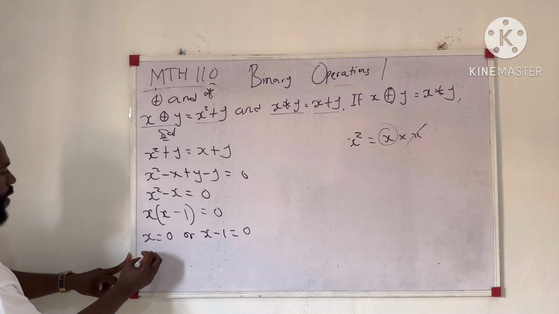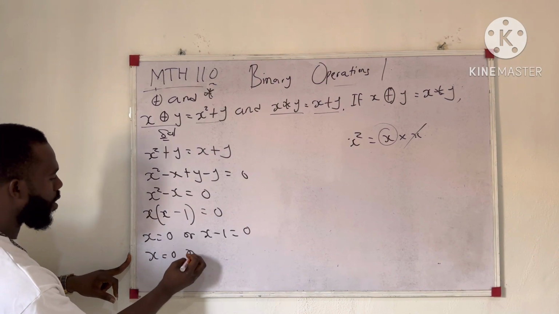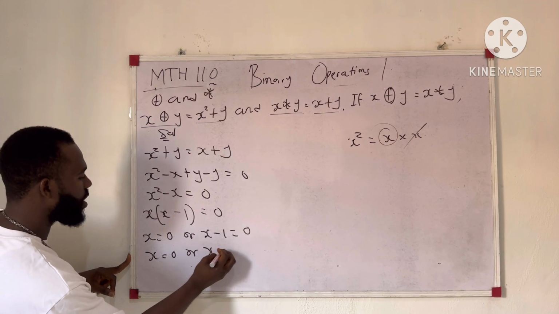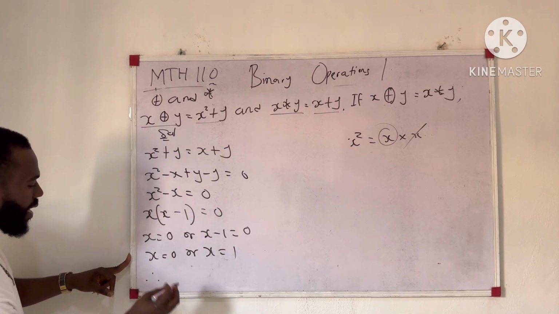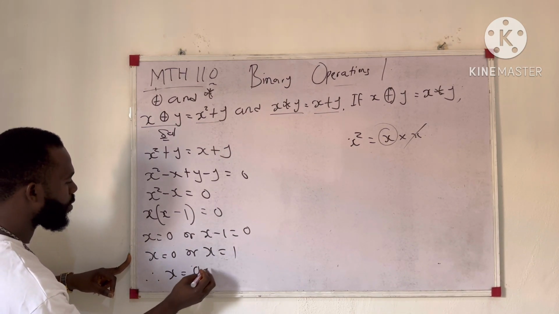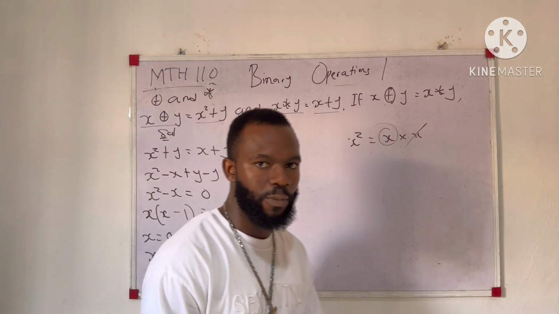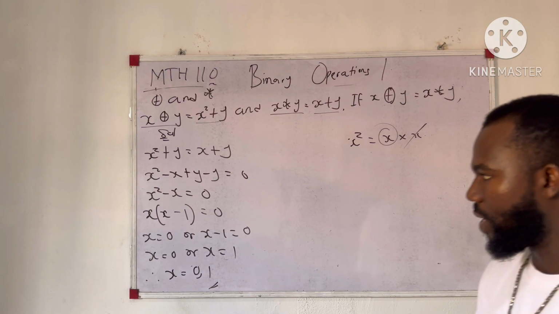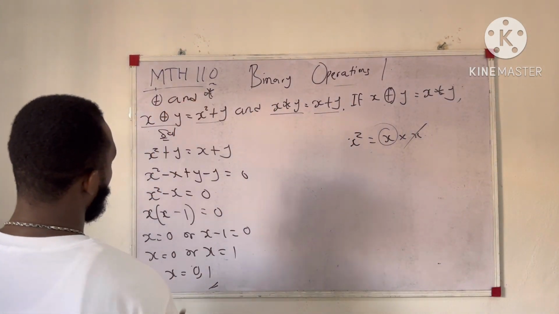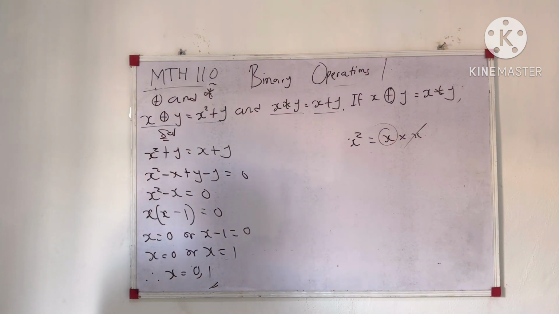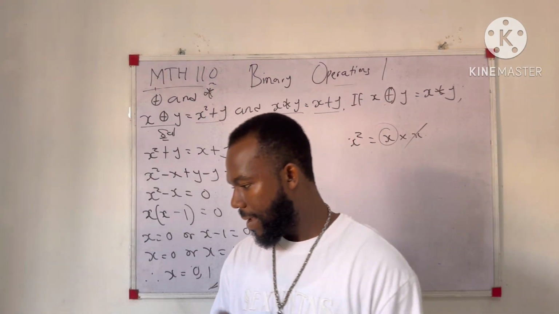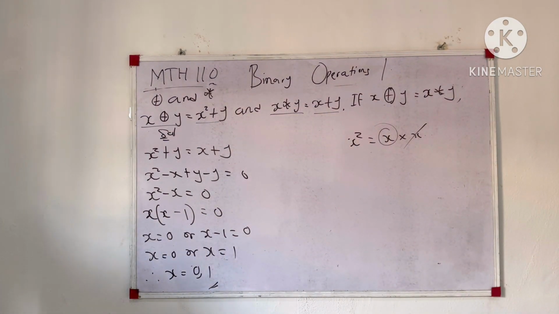Class, if x is equal to 0, or if minus 1 crosses the equality sign it becomes plus 1, x is equal to 1. Therefore, the values for x become 0 and 1. These are the possible values of x, 0 and 1. So this is how you can solve a question that looks like this. Follow how it looks, understand the question, and then get solving. So that is our question.